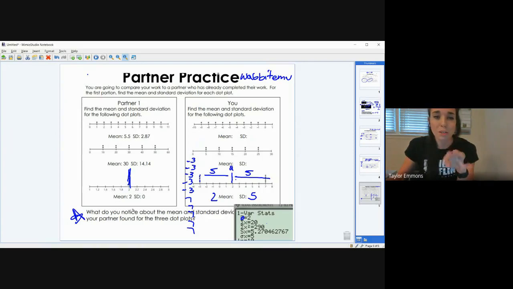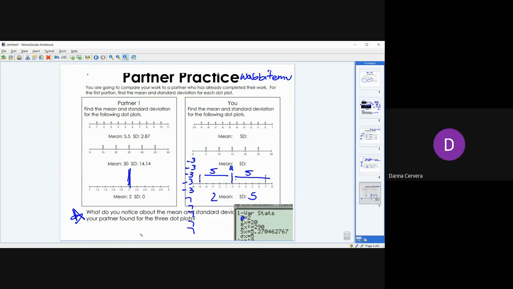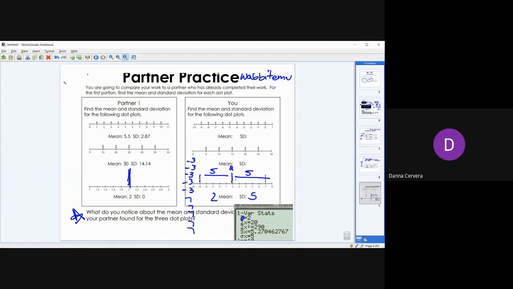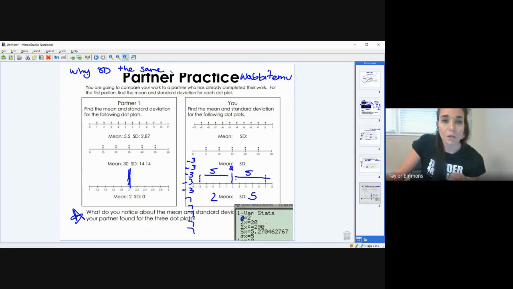I don't think there's any more parts on that paper. Are there any more questions at the bottom of this paper? Yeah, there's like 3 more. There's 3 more? Okay. So what's the next question on there? Because I don't have it pulled up. It says, why is the standard deviation the same for 1, 2, 3, 4, 5, and -2, -1, 0, 1, 2? Okay. So those are new sets of data, right?